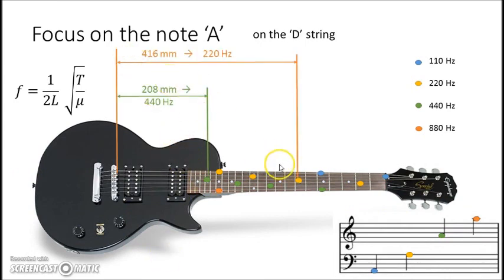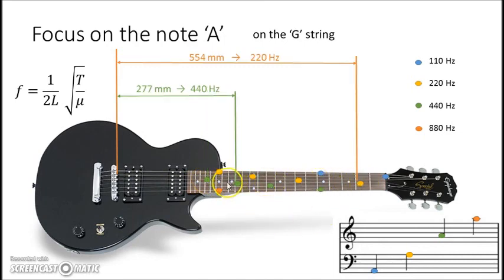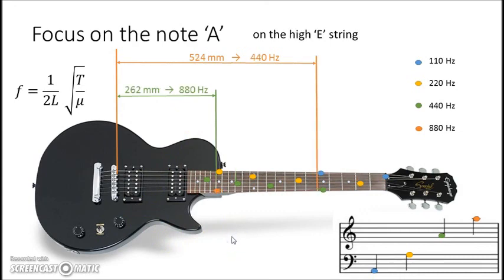Now, on another string, this point here will give you an A, but if you chop that length in half, you also get another A the octave above. So this idea of halving the length will double the pitch, giving you an octave above, works on every string there.